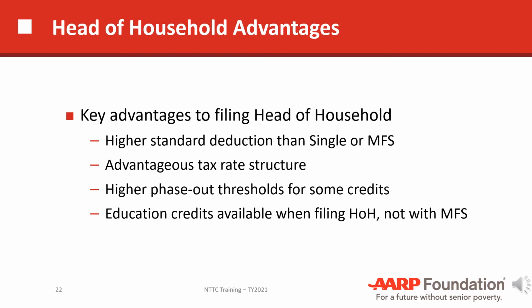And you can see that head of household has higher phase-out ranges, higher phase-out thresholds than single or married filing separate. Education credits are available when filing head of household, but they're not available when filing MFS. So head of household gives the taxpayer the ability to use education credits, which can be very beneficial. Education credits can amount to quite a lot of money. So if you can possibly qualify for education credits, you should, and by filing MFS, you wouldn't.